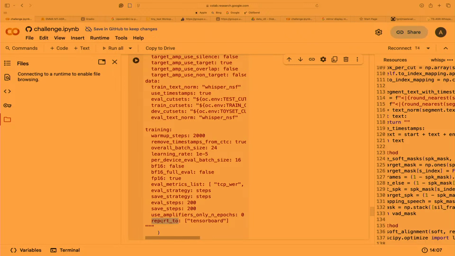Just copy this here. Yeah, remove that. Now paste it there and replace the TS-ASR with two dots. Yeah, like that. Then now run it. Okay, now run the second cell. Now run this cell.